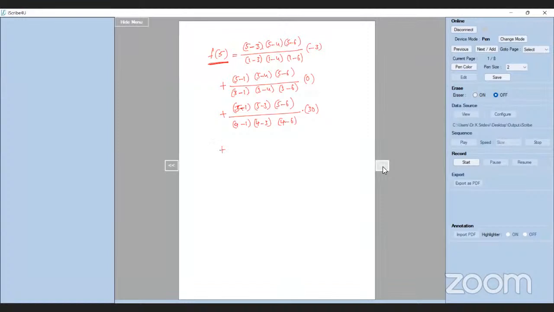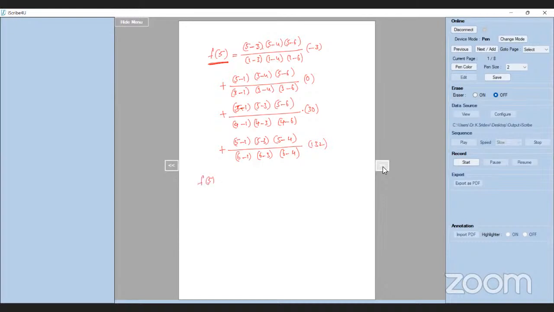Plus the last term: x minus x0, 5 minus 1, x minus x1, 5 minus 3, x minus x2, 5 minus 4, divided by x3, 6: 6 minus 1, 6 minus 3, 6 minus 4, into f of x3, 132. Now we have to simplify this one.